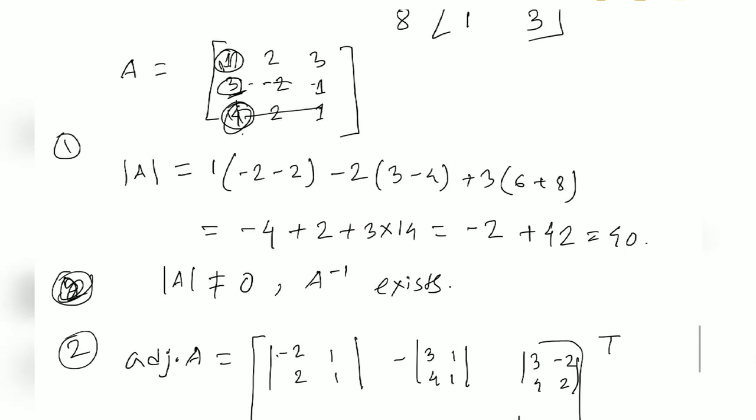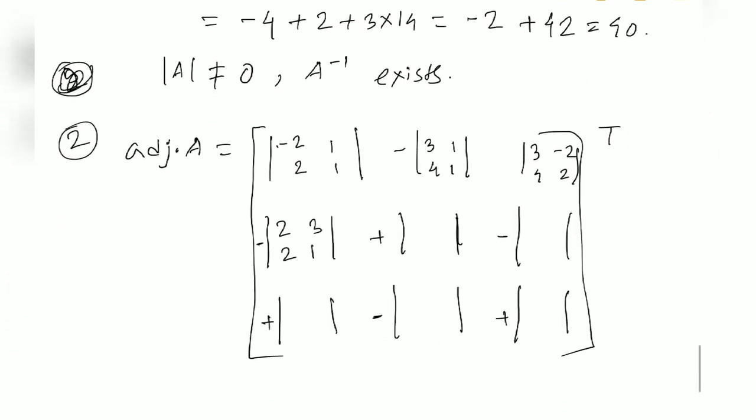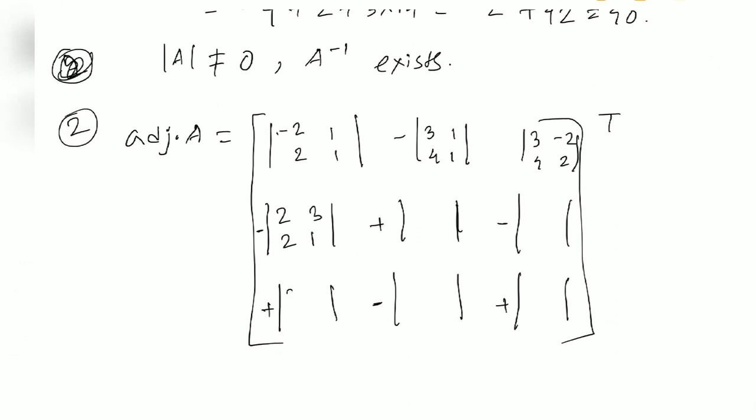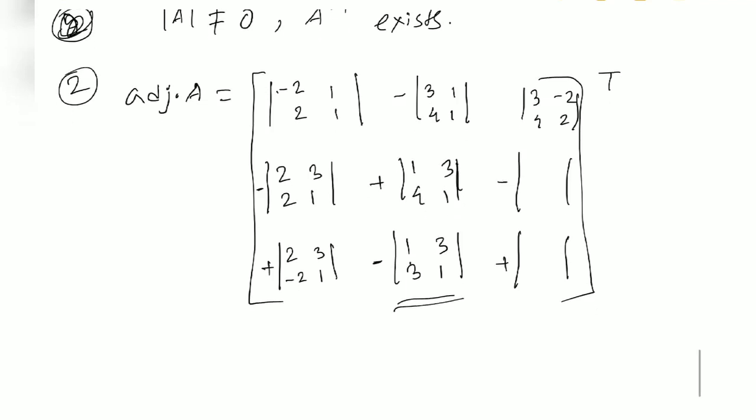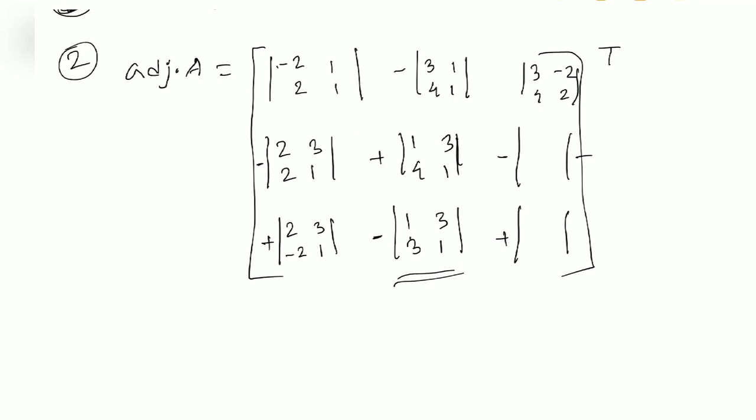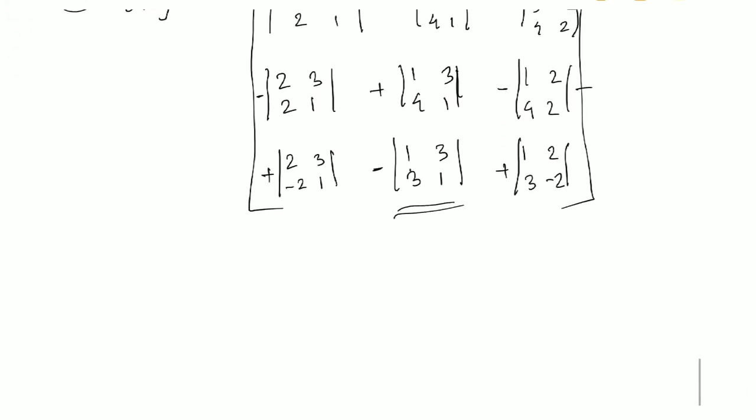Then write the cofactor of 4. You have 2 3 minus 2 1. In place of that position we need to find the cofactor. Go back to the matrix and you will see that 1 3 3 1 is the determinant. Similarly 1 3 4 1, and in this case you have 1 2 4 2, and in this case you have 1 2 3 minus 2.